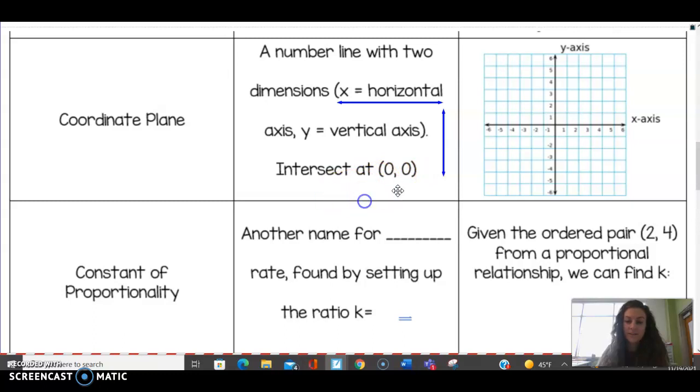Our next word is quantity. Quantity is the amount or value expressed as a number. So the quantity of marbles in this jar is, if you count them all up, 12.